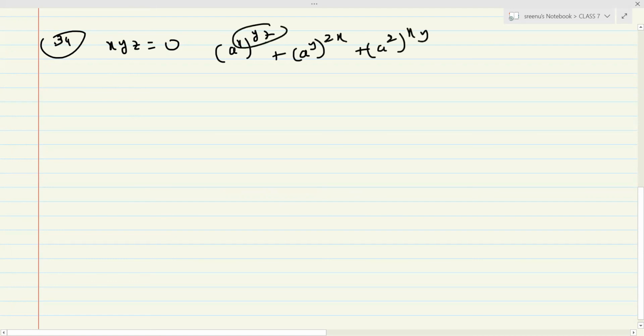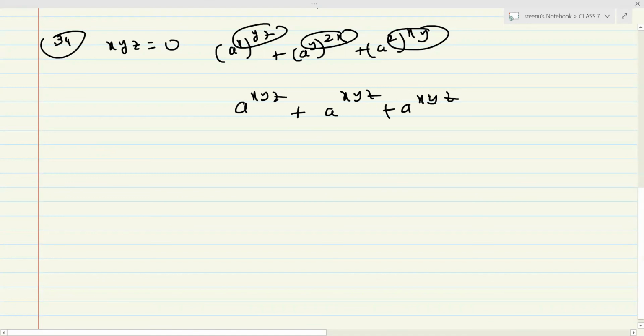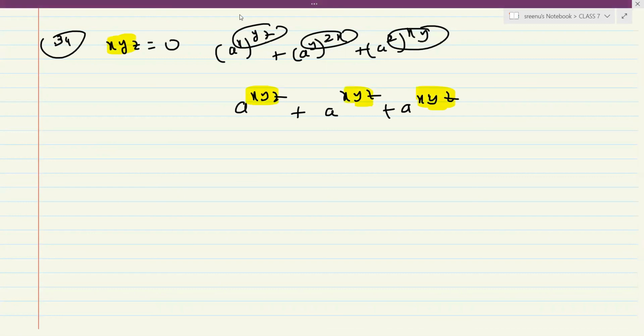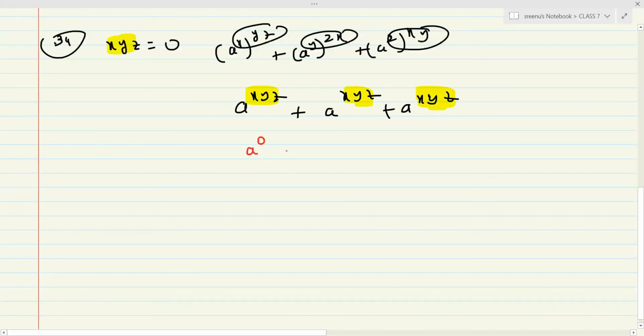Can you please multiply all these three numbers? You get A power XYZ plus A power XYZ plus A power XYZ. So in the question, XYZ value is given as 0. So we write here 0, 0, 0. And finally, we get A power 0, A power 0, A power 0. A power 0 value is 1. 1 plus 1 plus 1. Answer is 3, children. Please check.